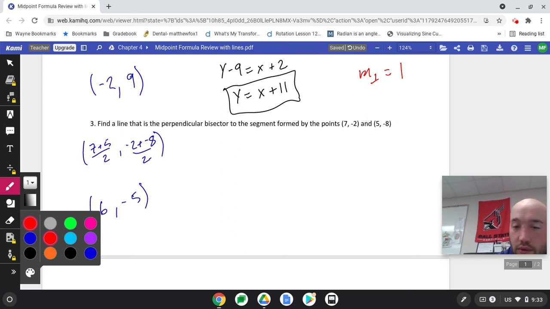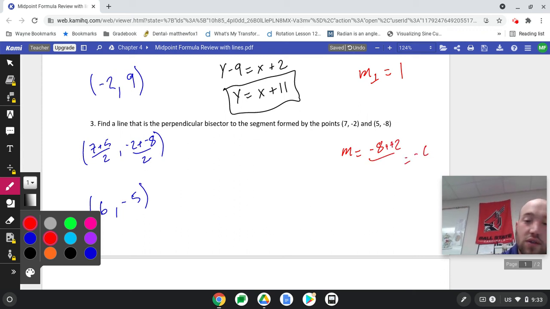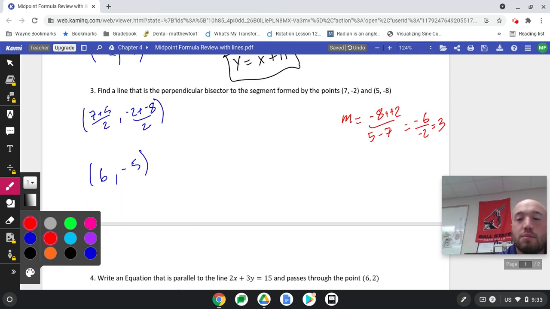Now to find our slope. Negative 8 minus a negative 2, which is the same as plus, so we'll get negative 6. Meanwhile, we'll have 5 minus 7, which is negative 2. This will reduce to just 3. Opposite reciprocal of that is negative 1/3.